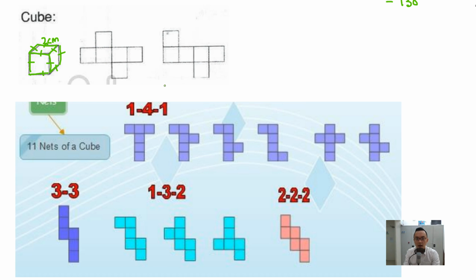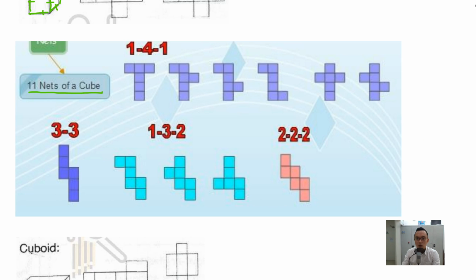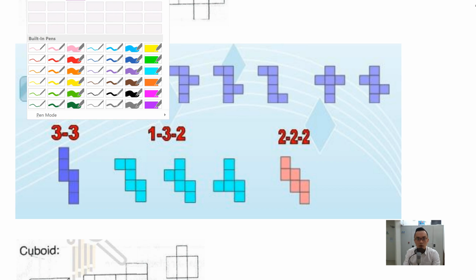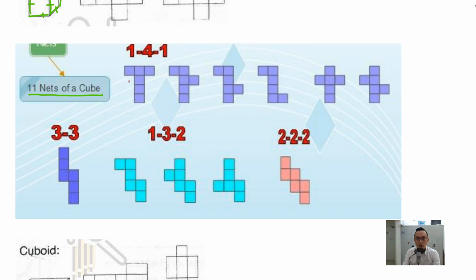Altogether there are 11 nets of a cube, shapes that you can fold into a cube. You have to recognize all 11 because they will ask you. The first one that I want to teach you is the 1, 4, 1. That means there are 3 columns: column 1, column 2, and column 3. Column 1 has 1, column 2 has 4, column 3 has 1. So what that means is this.